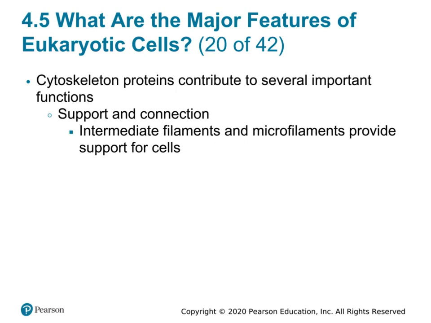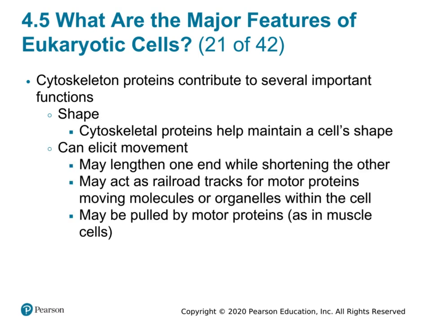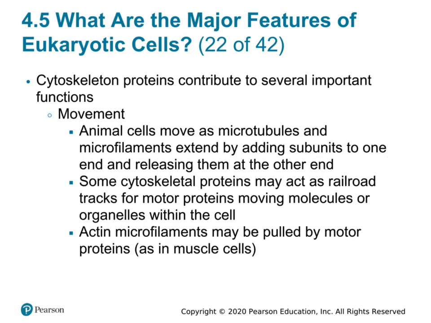And they contribute to several important functions like support and connection. Intermediate filaments and microfilaments provide support for cells. We also get things like shape and movement from cytoskeletal elements. Some cytoskeletal elements are able to act as railroad tracks for motor proteins. That includes both microfilaments and microtubules. Motor proteins are other proteins that kind of walk, in a way powered by ATP, of course, along these railroad tracks, or essentially cytoskeletal strings.